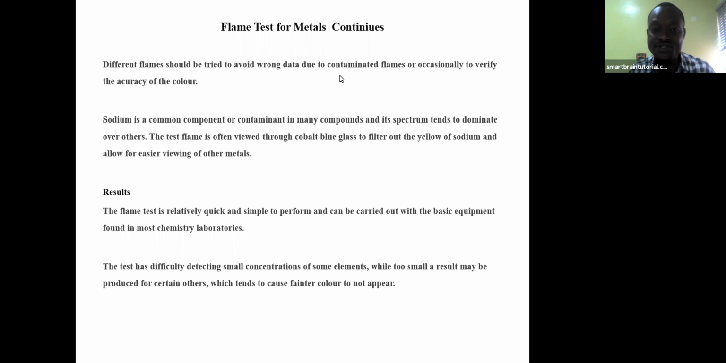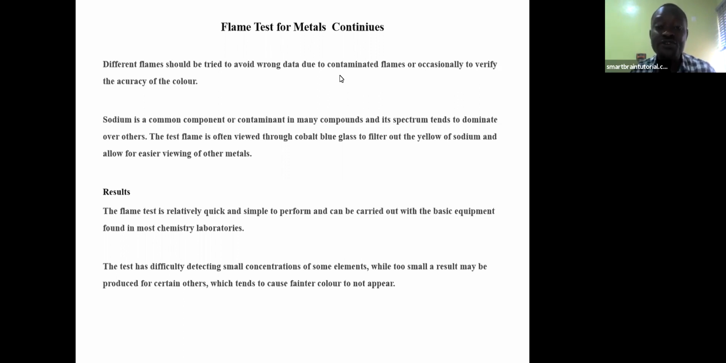Different flames should be tried to avoid wrong data due to contaminated flames, or occasionally a variety of flames to verify the accuracy of the color. Now you test a particular element several times so as to be sure that the result is consistent.